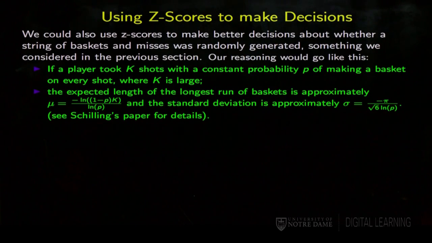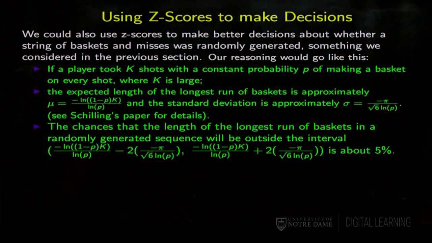Now we can also get a value for the standard deviation, and this is from Schilling's paper, which you can find a reference for in the notes. And the standard deviation for very large k, funnily enough, does not depend on k. It's approximately minus pi over the square root of 6 times the natural log of p.